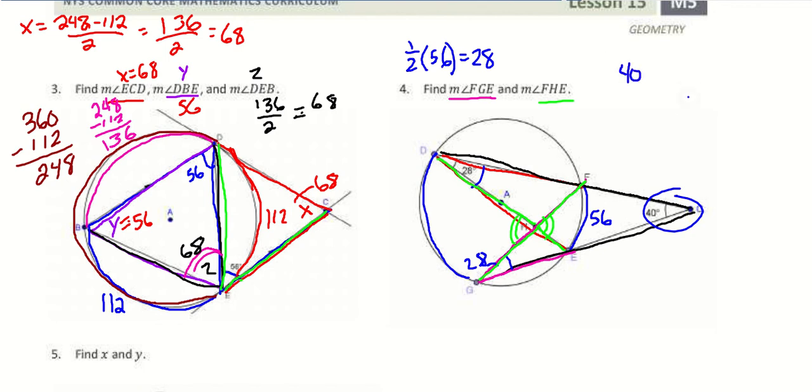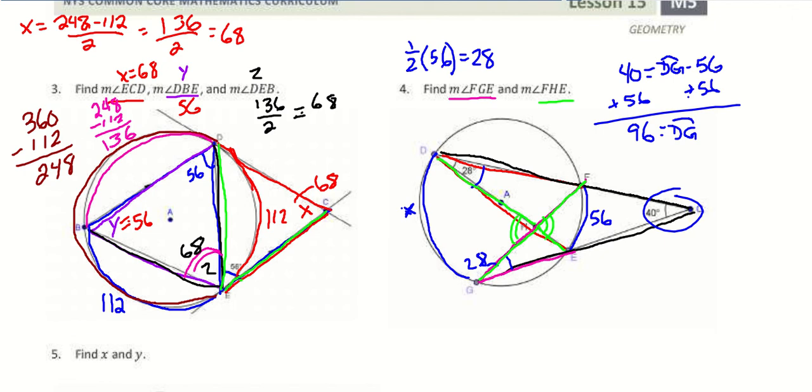So the angle is equal to the big arc, which is DG, minus the small arc, which is 56. Now, if you want to put an X here, just call it X, go for it, because we're not using an X anywhere else. And then we're going to add the 56 to both sides, and we'll have 96 for our arc. That's equal to DG.